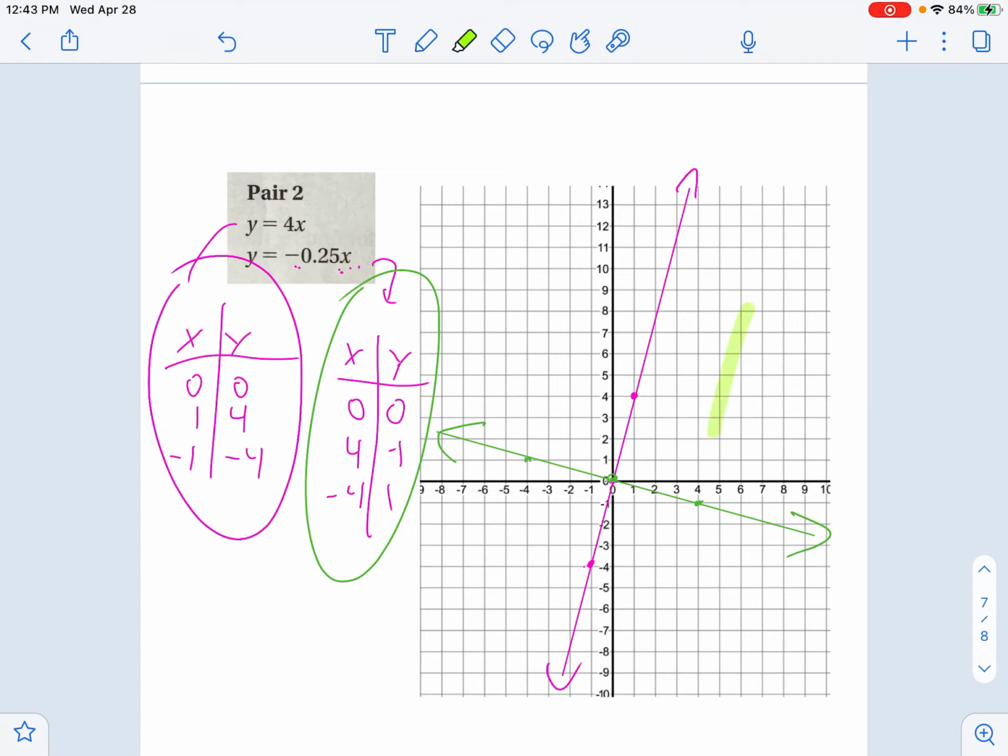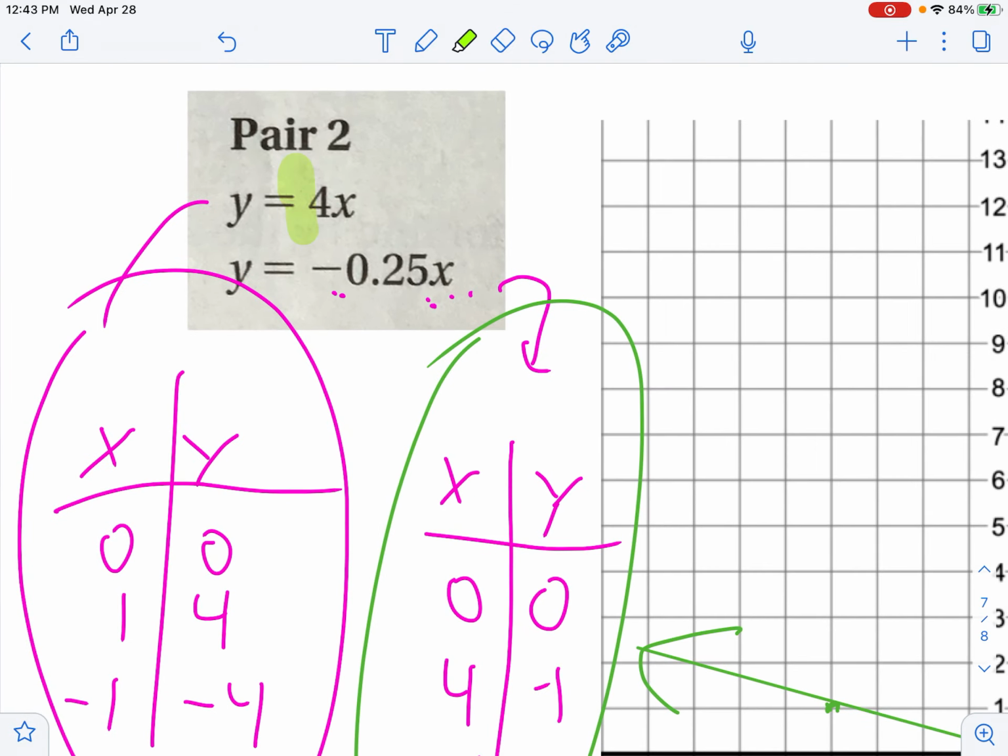Oh, no, they're not parallel. They're perpendicular. Parallel would be like if they go like this. That's not what happened. These are perpendicular. So let's look at our coefficients again. Like, what's up with that? So is there a pattern?